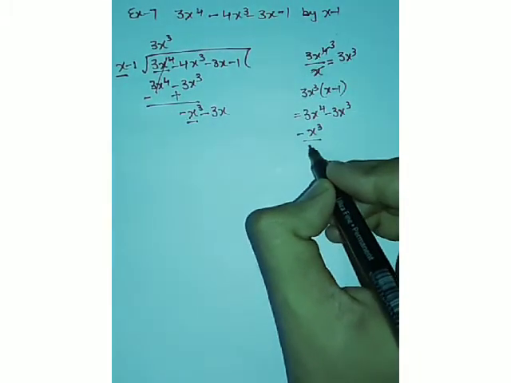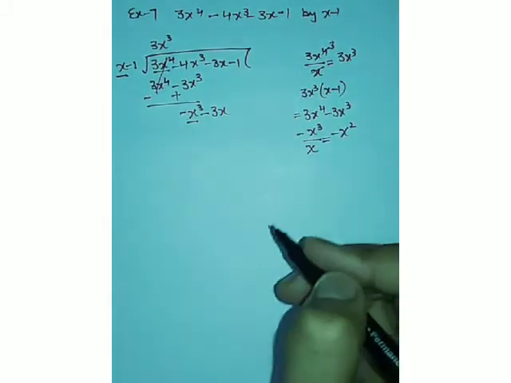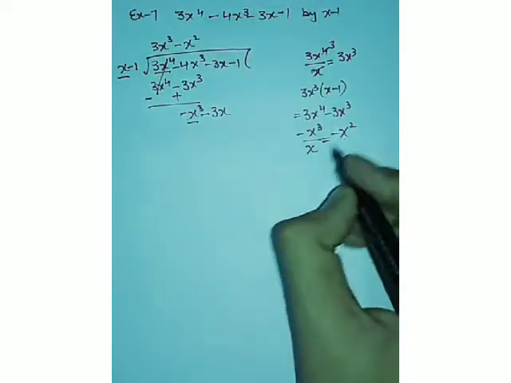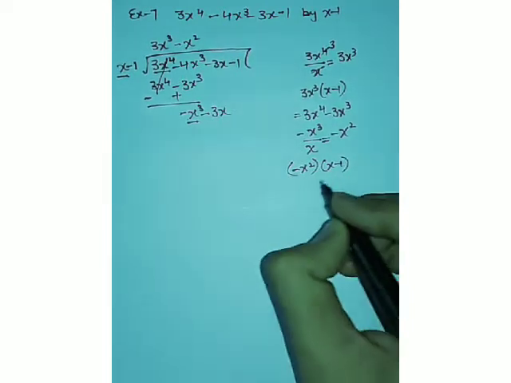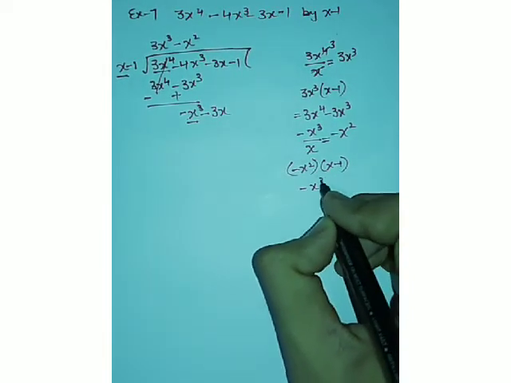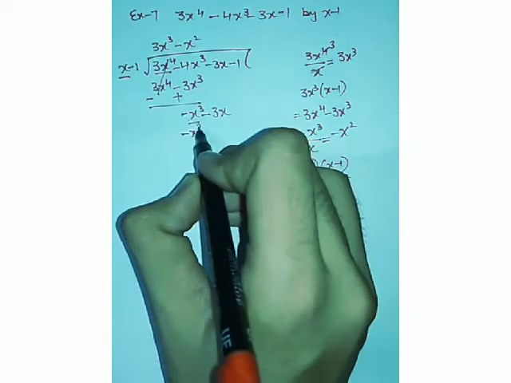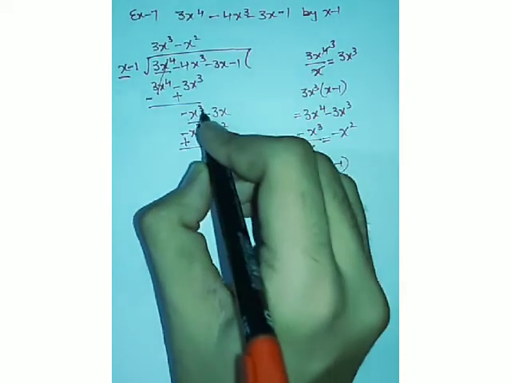Minus of x cube upon x, the first term, you will get minus of x square, right? So minus of x square will be here. Now multiply minus of x square by your divisor. You will get minus of x cube plus of x square. So write it here, minus x cube plus x square. Change the signs. This will be cancelled.